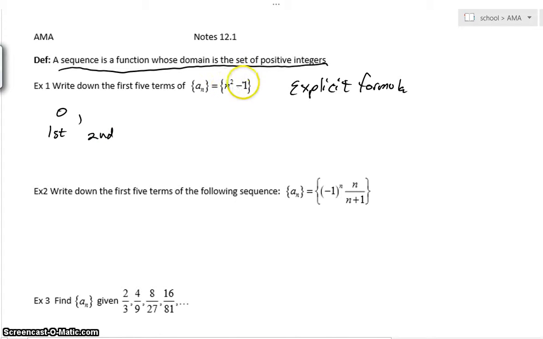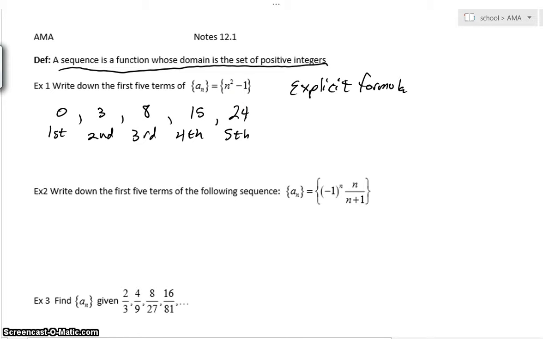And we'd say, well, what's our second term? Plug in a 2. 2 squared is 4. 4 minus 1 is 3. Plug in a third term. N equals 3. 3 squared is 9. 9 minus 1 is 8. Fourth term. Well, plug in a 4. 4 squared is 16. 16 minus 1 is 15. And finally, for a fifth term, 5 squared is 25. 25 minus 1 is 24.